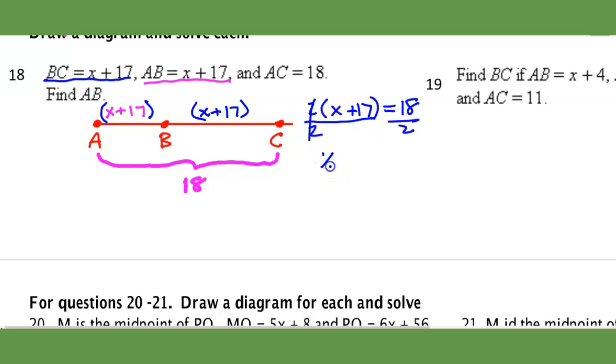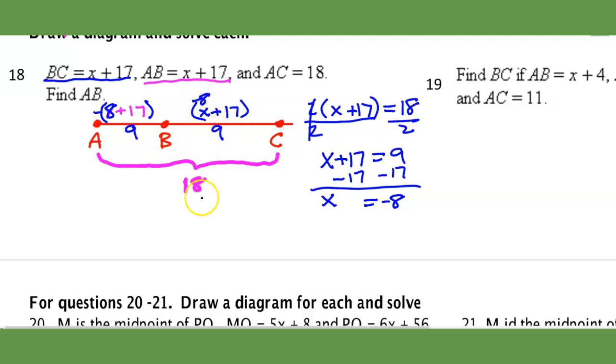Means we have x plus 17 is now equal to 9. Subtract 17 on both sides. X equals negative 8. Okay. And we were trying to find what AB is, so we can just plug it back into here. AB is going to be negative 8 plus 17, which will be 9. And of course, that would be the same case over here. And 9 plus 9 is 18.